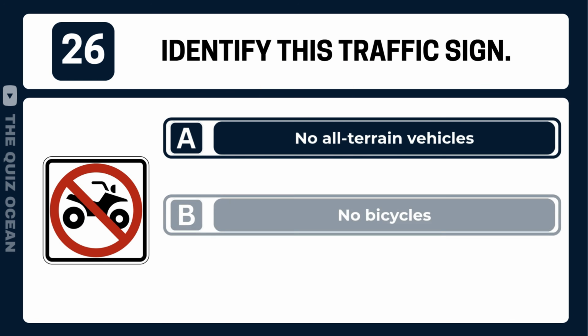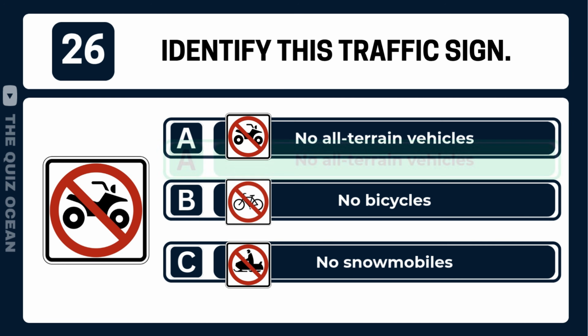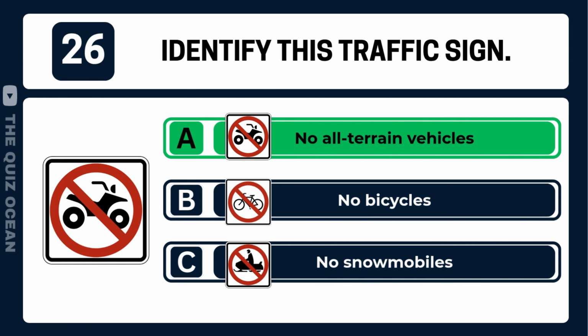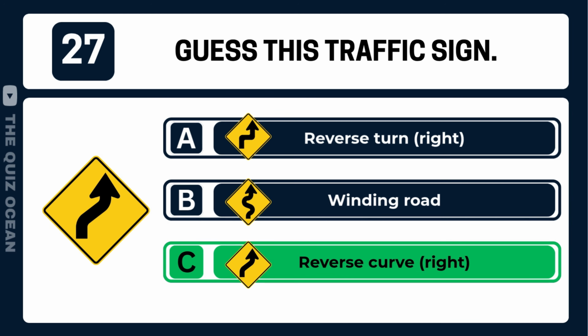Question 26. Identify this traffic sign. The answer is A. No all-terrain vehicles. Question 27. Guess this traffic sign. The answer is C. Reverse curve right.